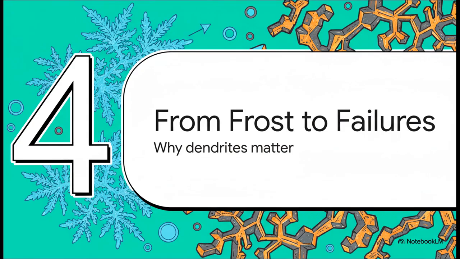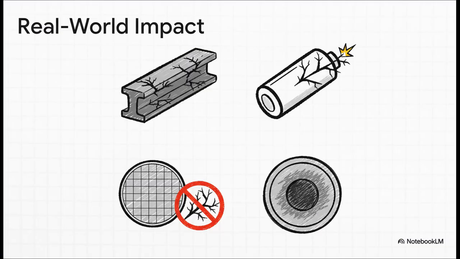So, we've solved the puzzle of how these things form. But why does this actually matter outside of a science lab? Well, it turns out that learning how to control these crystal forests is absolutely critical for a ton of modern technology. I mean, think about it. For a steel beam, that internal dendritic structure is its skeleton. It's what gives it strength. But in your phone's battery, those same dendrites are the villain. If they grow uncontrolled while you're fast charging, they can short-circuit the cell and even cause fires.